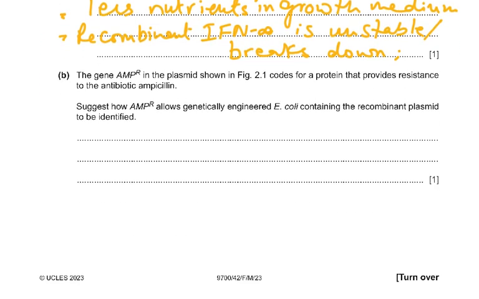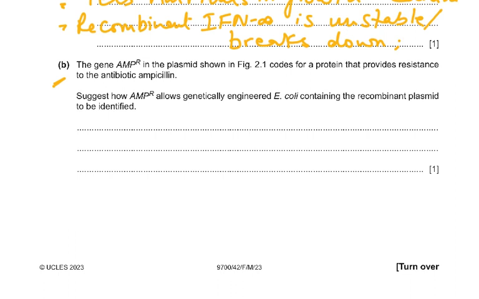Now coming to the B part of the question. The gene AMPR in the plasmid shown in figure 2.1 codes for a protein that provides resistance to the antibiotic penicillin, ampicillin. Suggest how AMPR allows genetically engineered cells containing the recombinant plasmid to be identified. The fact that E. coli that have taken up the plasmid will survive in the presence of ampicillin because they have the code for the protein that provides resistance to ampicillin.